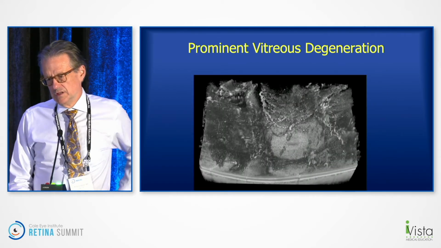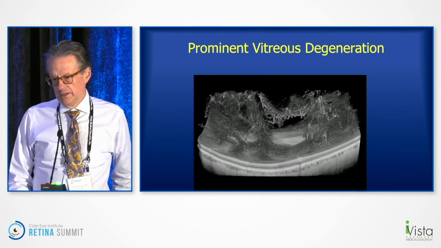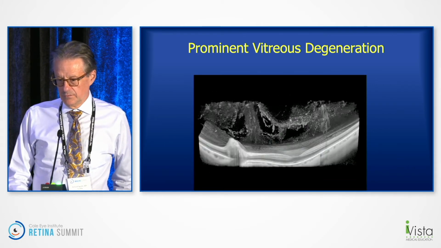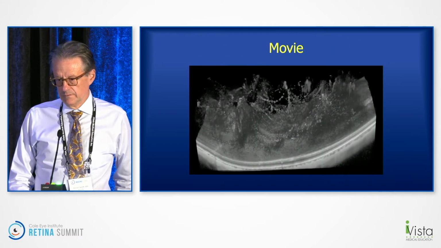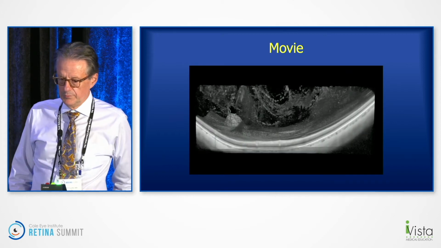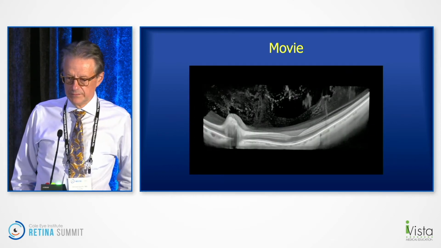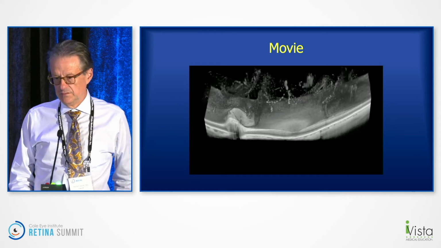So here's a person now in their 50s, and you can see the vitreous is degenerated. It looks kind of like cobwebs in a haunted house. This is through the fovea. And then here's a kind of a movie of that. But notice the vitreous really is still pretty intact. There's an idea that the vitreous degenerates and then it detaches because it's degenerating. And I'll show you the next part about PVDs. It's not necessarily true.